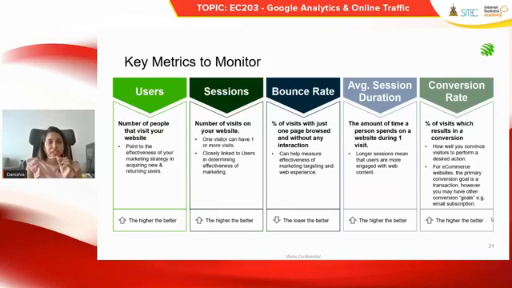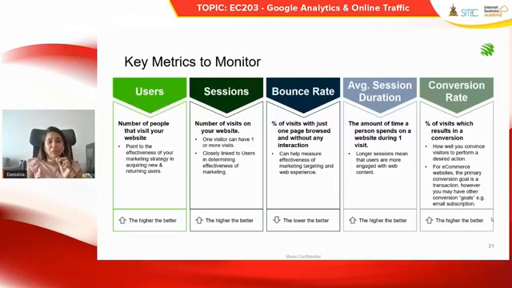Third is bounce rate. This is the percentage of visits where only one page was browsed and didn't have any interaction. So this can help you measure the effectiveness of your marketing targeting as well as your web experience. Average session duration is the amount of time a person spends on a website during one visit. So a longer session means that the users are more engaged with your web content.